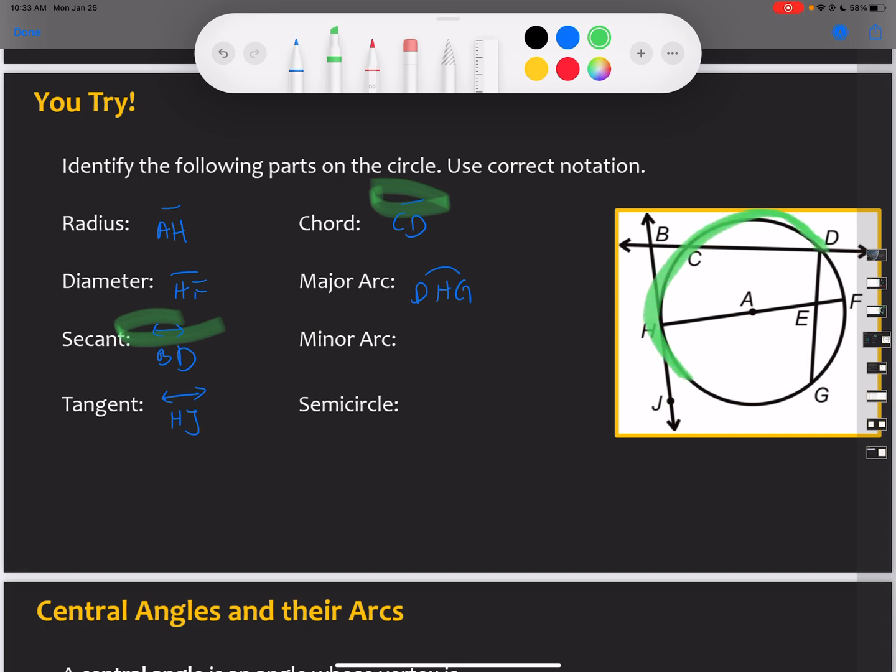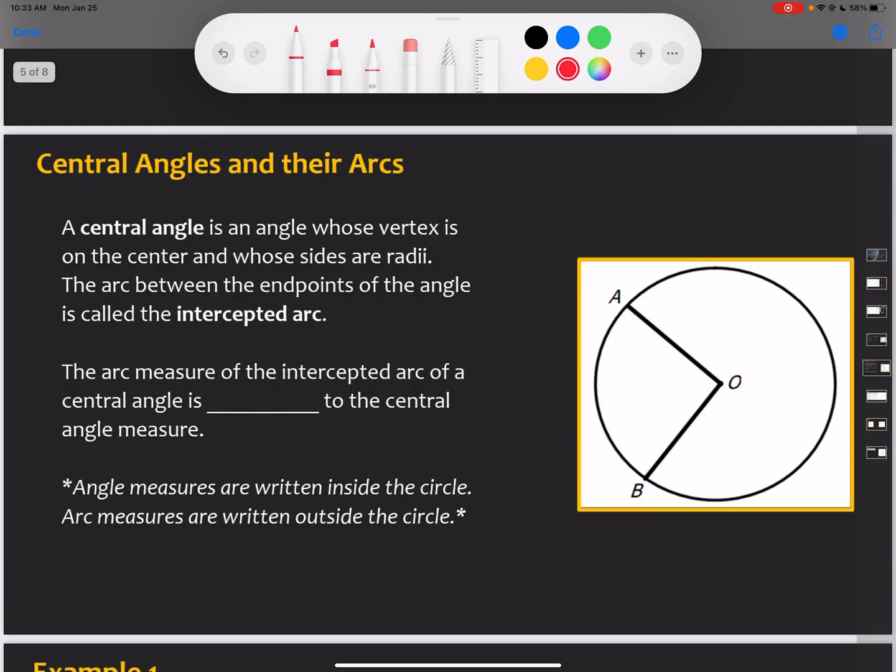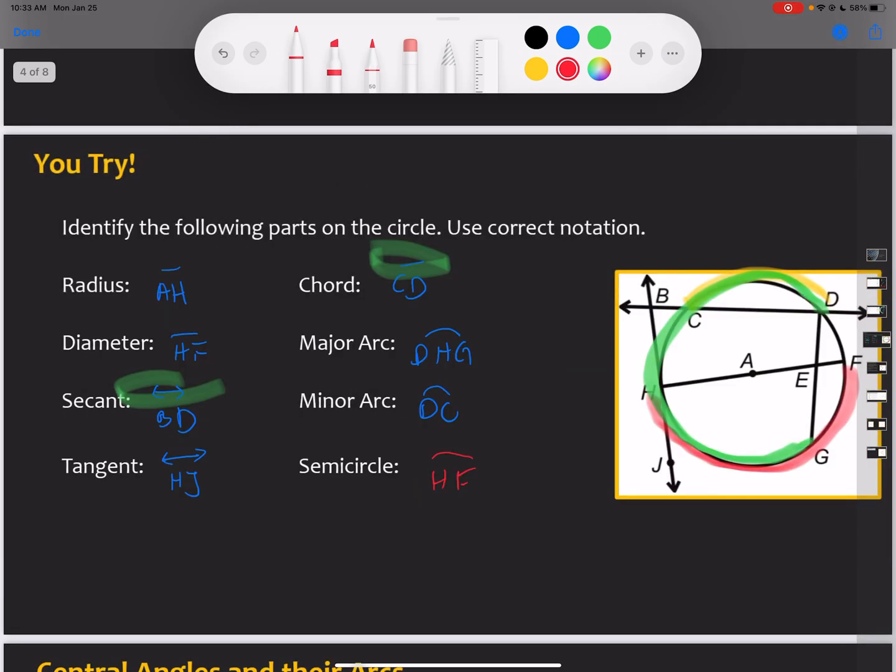DHG, that is definitely more than 180 degrees. A minor arc may be arc DC. He's a little guy right here, DC. And then we have a semicircle that's formed by the diameter, so semicircle maybe could be like HF. All right, and on the flip side of that, we have taking the notation and being able to identify what it is, which is right here, which is right there. So we'll get to that.